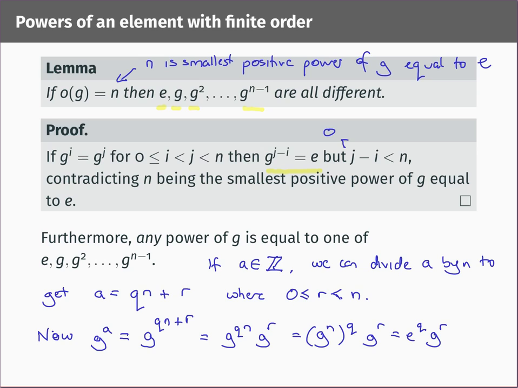So, because the inverse of the identity is the identity, if you compose the inverse of the identity with itself a bunch of times as well, you also get just the identity. So this is just the identity times g to the r, and that's g to the r, right? And g to the r is one of the things on the list right here. So we've shown that actually any power of g, so g to the a for any integer a, is equal to one of the things on that list. So every power of an element of order n is equal to one of the powers, g to the 0, g to the 1, g to the 2, up to g to the n minus 1.